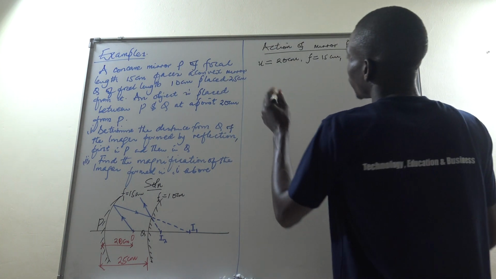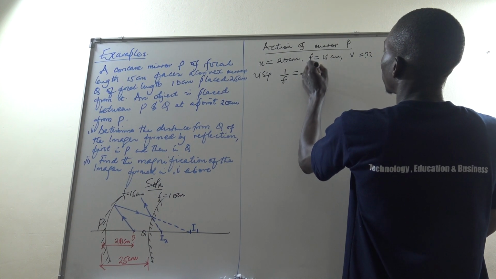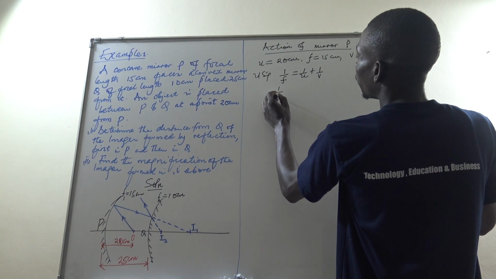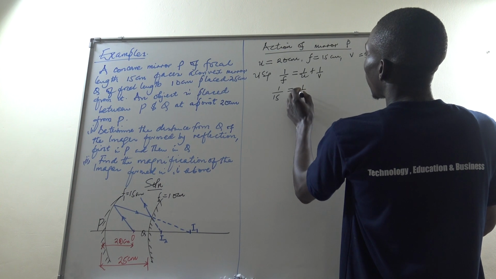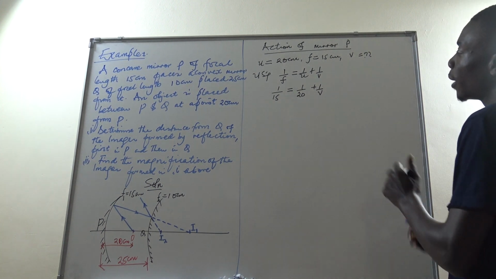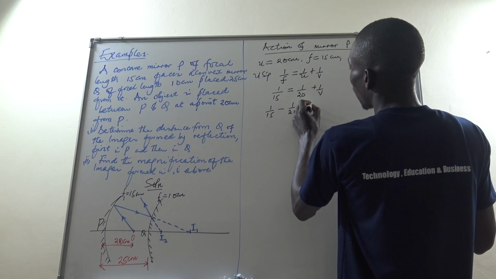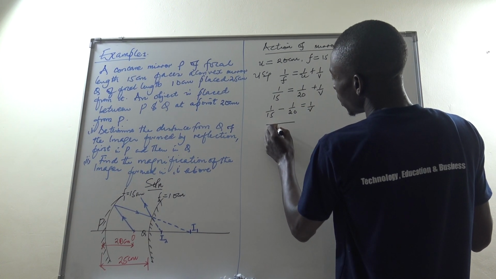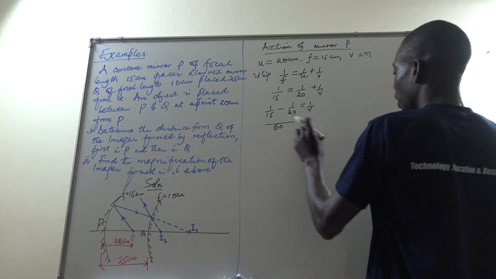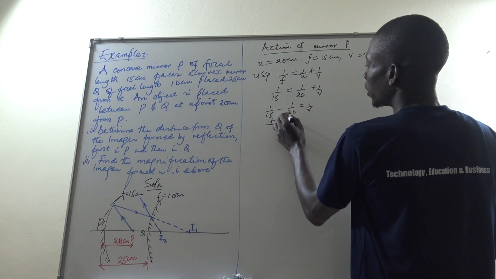So we shall say, using our formula here, 1 out of the focal length, that is 15, equals 1 out of 20 plus 1 out of V. Okay? And then we shall say this 1 out of 15 minus 1 out of 20 equals 1 out of V. LCM is 60. Isn't it? Our LCM is going to be 60. 60 divided by 15 will be 4. Minus 60 divided by 20 is 3.